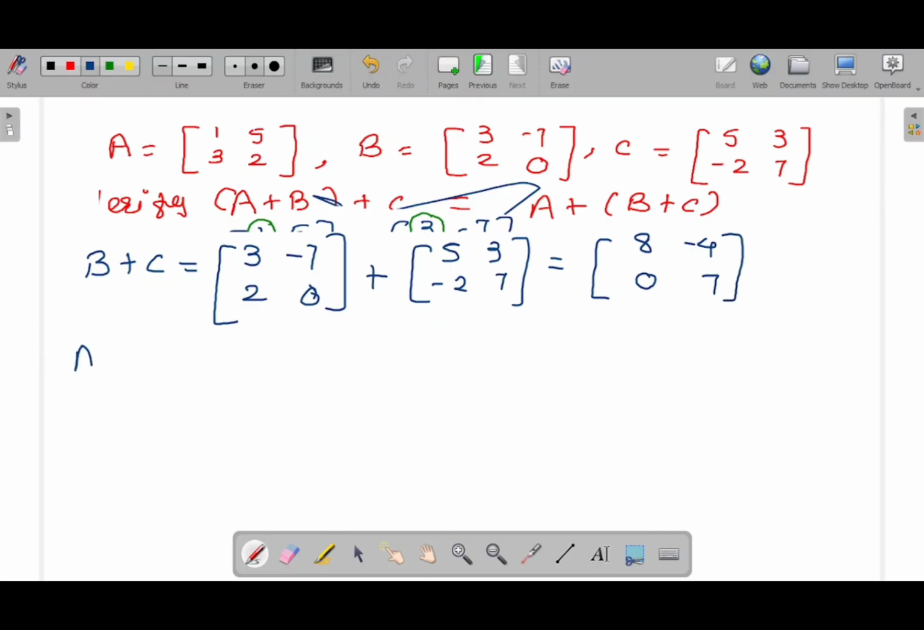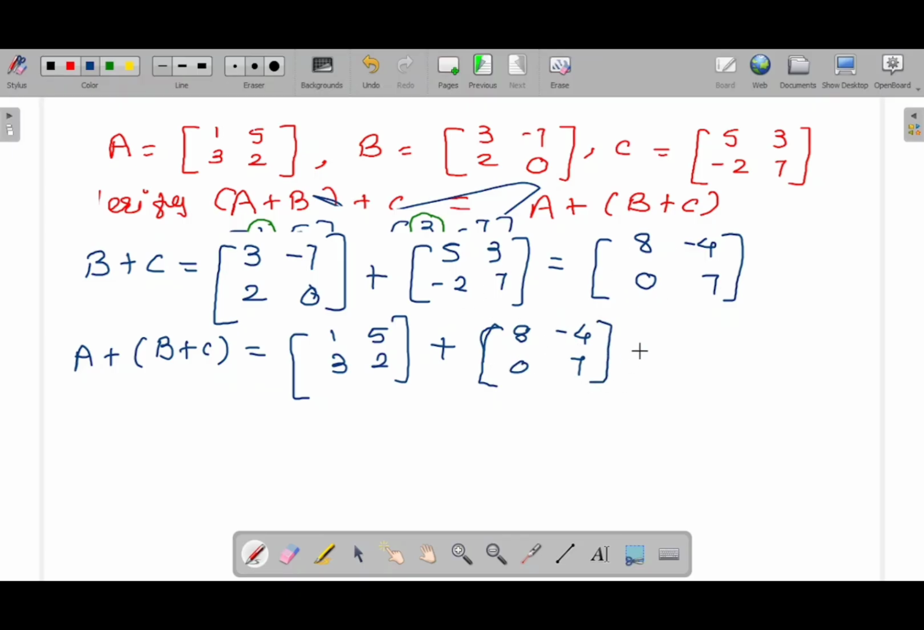Now let's calculate A plus (B plus C). Here I have to write matrix A first, 1, 5, 3 and 2, plus the resultant matrix of B plus C. I cannot write B plus C, but I have to write the resultant matrix, which is 8, minus 4, 0 and 7. So let me write the addition of it. 1 plus 8 is 9, 5 plus minus 4 is plus 1, 3 plus 0 is 3, 2 plus 7 is 9.